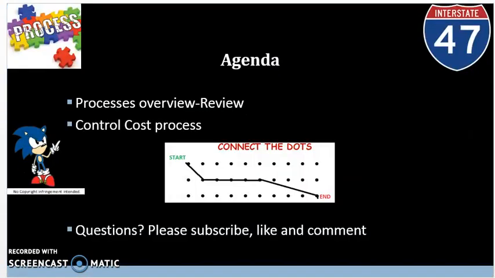Today's agenda will be going over reviewing the PMBOK process table as well as the 23rd process, which is the control cost process. This process occurs at the intersection of the cost knowledge area and the controlling process group.